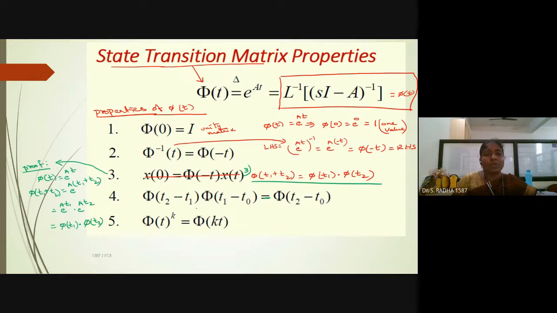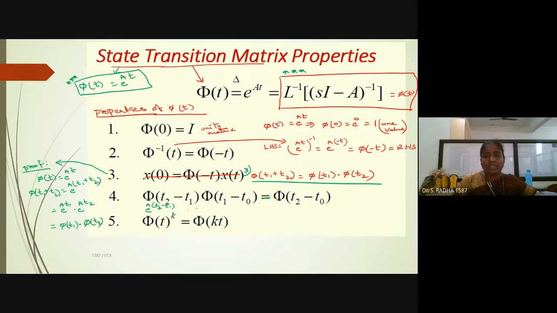Okay, now coming to the fourth one. Fourth property, phi of t2 minus t1, phi of t1 minus t0. Here e power a, in the place of t, I have to put t2 minus t1, because for everything the logic is phi of t equal to e power at. This is our standard formula. So this is one formula for phi of t, and this is the second formula for phi of t. We have to remember the two formulas for the state transition matrix.